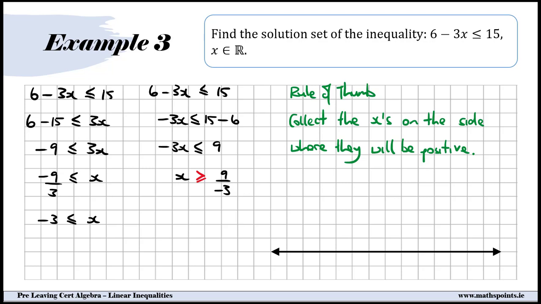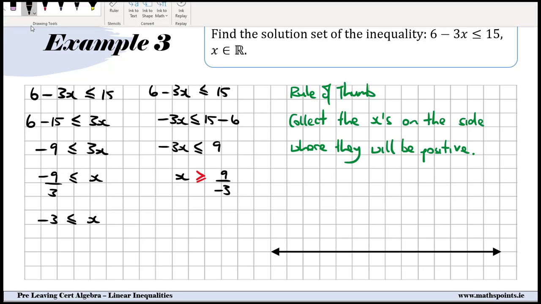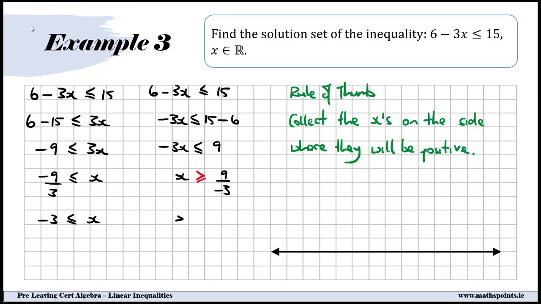So finishing off the sum, then we have x is greater than or equal to 9 divided by minus 3. A plus divided by a minus is a minus, and 9 divided by minus 3 then becomes minus 3. So we have a final solution of x is greater than or equal to minus 3, which is the same as we had on the left-hand side here. We just read it backwards. So I like to use this rule of thumb where I bring the x's to the side where I know they're going to be positive, and that way I never have to worry about changing the direction of the inequality.